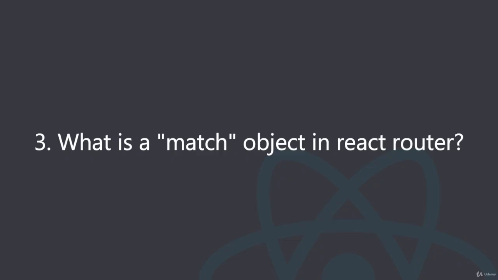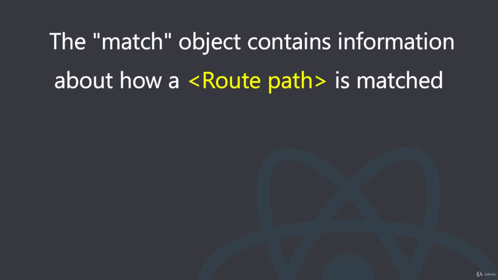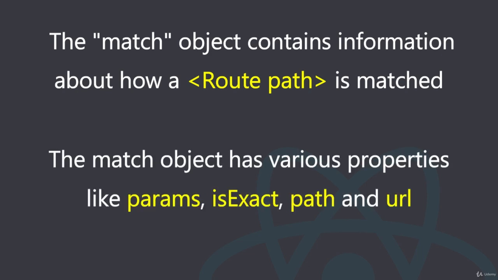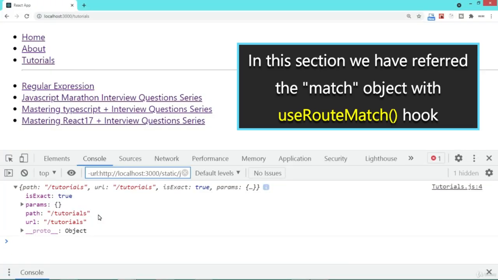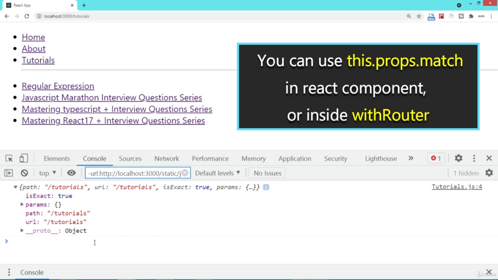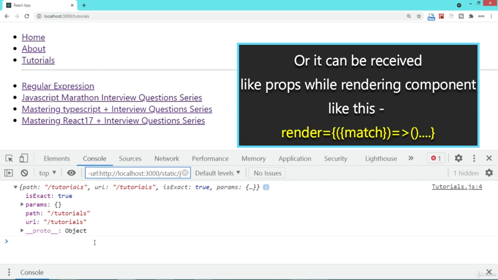The next question is, what is a match object in React Router? Well, the match object contains information about how a route path is matched. The match object has various properties like params, isExact, path, and URL, which we have seen here. In this section, we have referred to the match object with the useRouteMatch hook. But there are various ways to access the match object. You can use this.props.match in a React component or inside withRouter, or it can be received as props while rendering a component. That is, when you have the render statement, you may have a parameter written in this way.